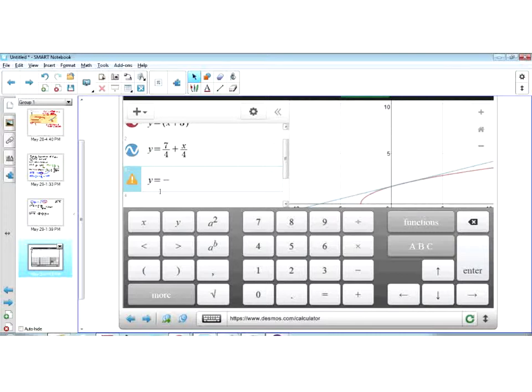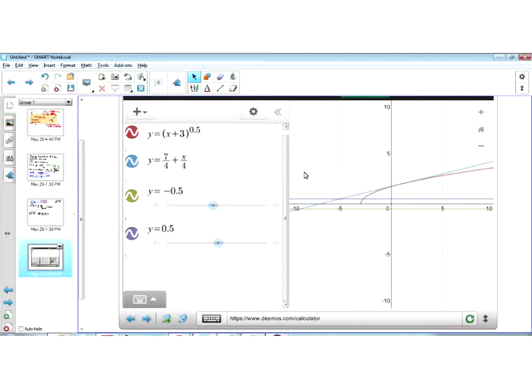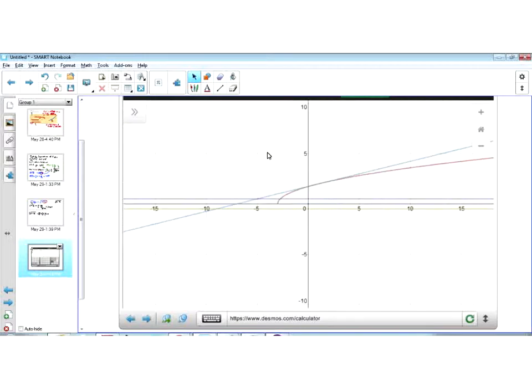Okay, so we'll graph that. Oops, sorry. Y is equal to negative 0.5. Okay, so that's shown in green. And y is equal to 0.5. That's shown in purple. Okay, so let's look at what we have here. So let me zoom. See if I can zoom in.